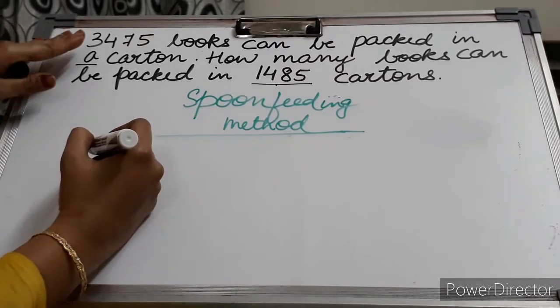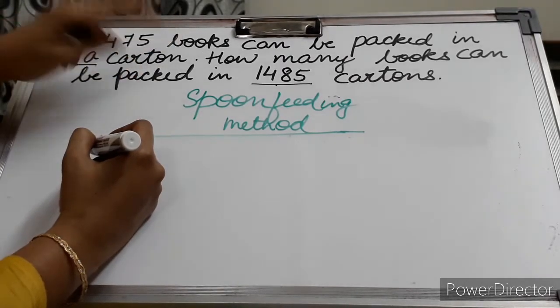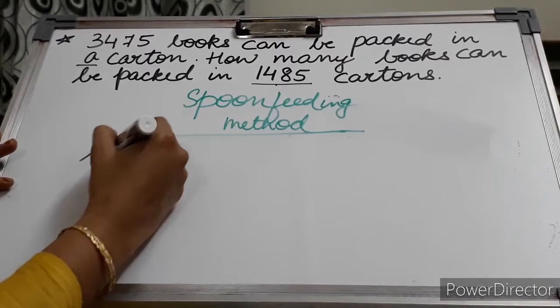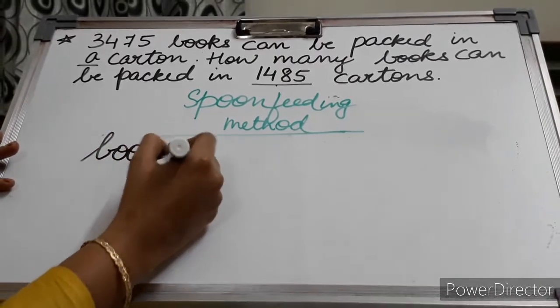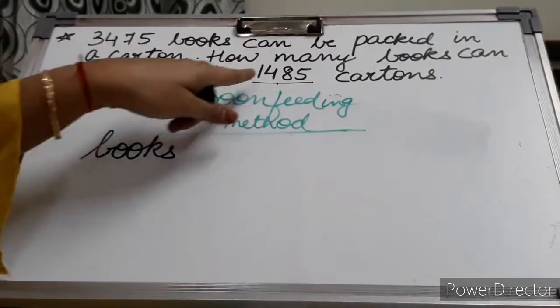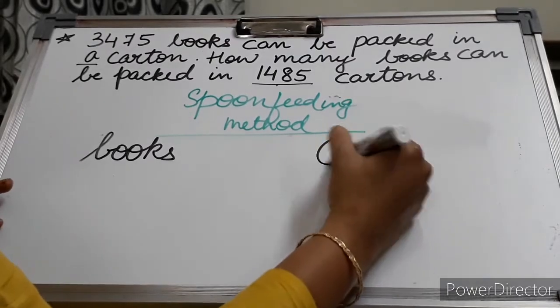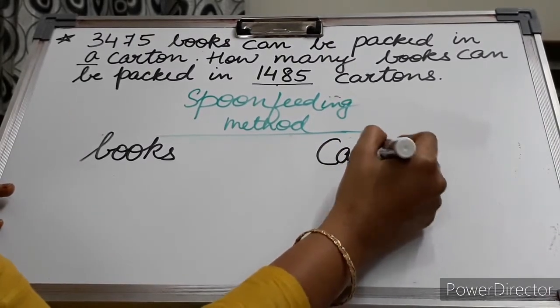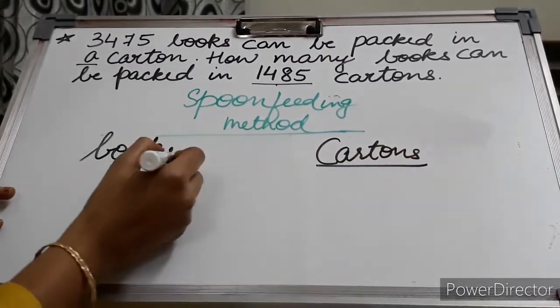Whatever is given, we have to write that first. 3475 books. So what is given here? Numbers are given for books. Then what is given? 1485 cartons. So we will write here cartons. Simply we have to write whatever is given.